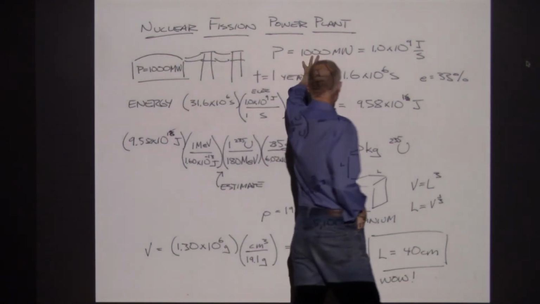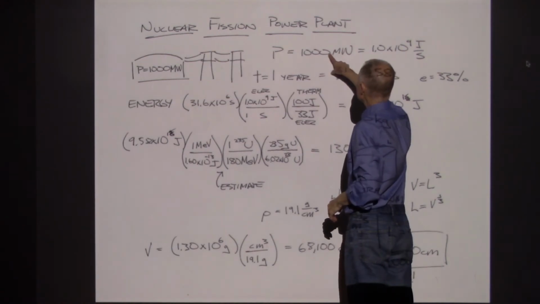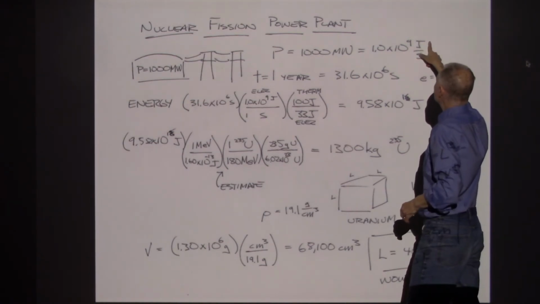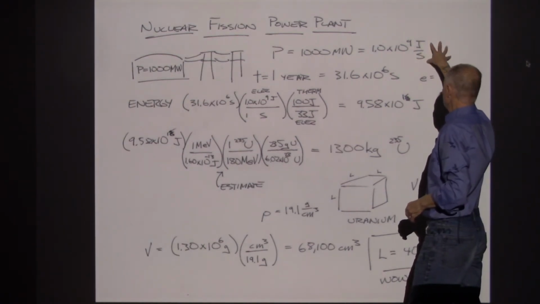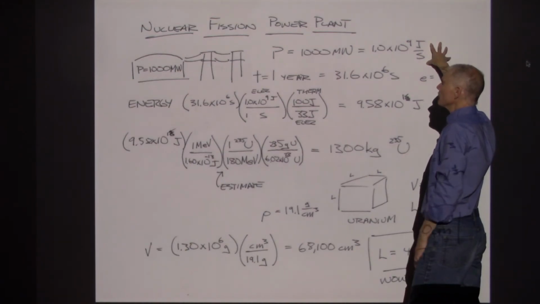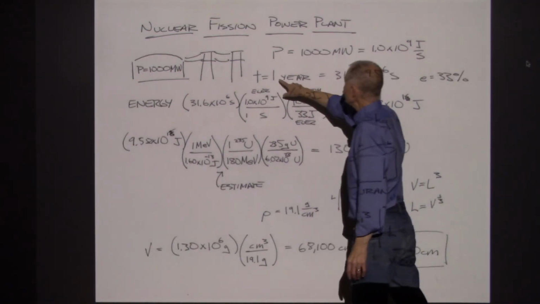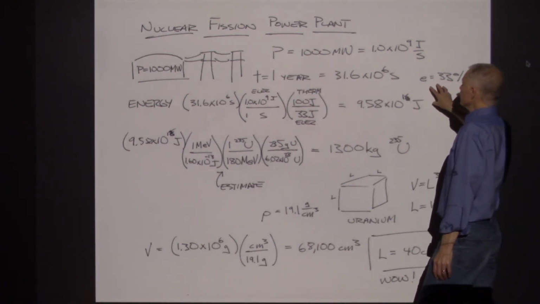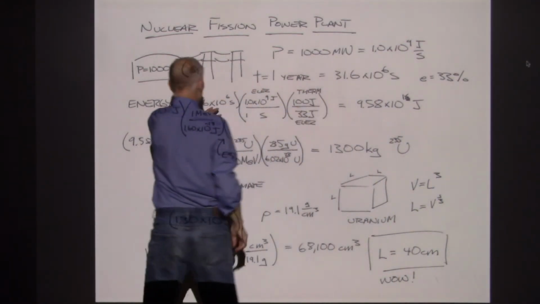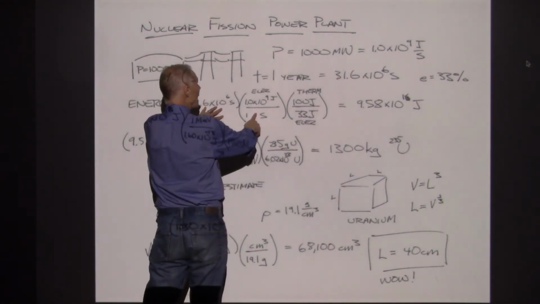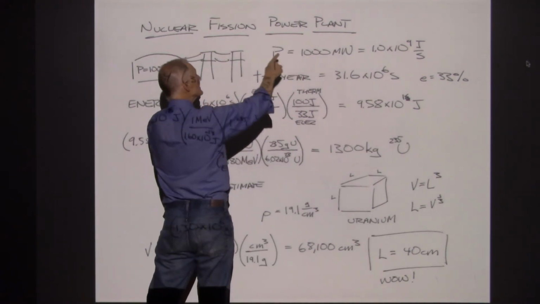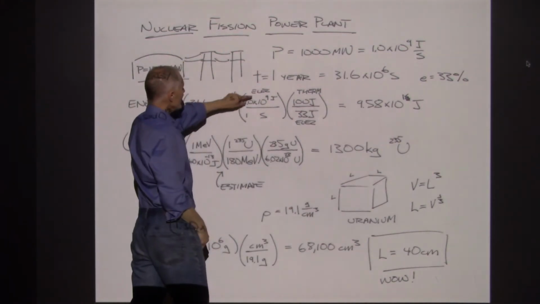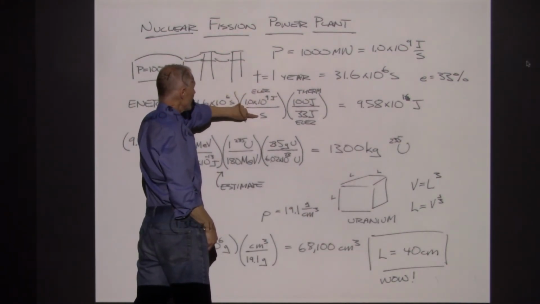Now 1,000 megawatts, a mega is 10 to the 6th, 1,000 is 10 to the 3rd, so that gives us 1 times 10 to the 9th joules per second. Okay, that's how much electrical energy is coming out. Now during an entire year, a year is 31 million seconds, so we take the 31 million seconds and multiply it by the rate at which electricity is being generated. So it's 1 billion joules of electricity every second.